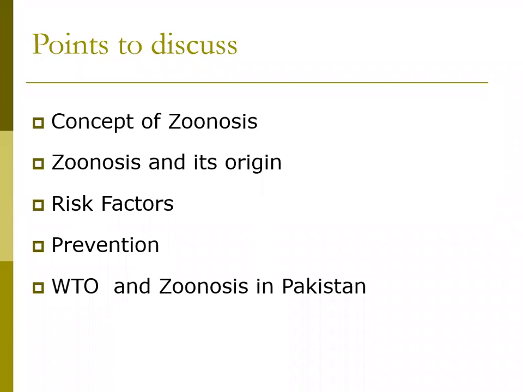If we etiologically classify the zoonosis, it can be viral zoonosis, bacterial zoonosis, parasitic and mycotic zoonosis. So let's talk about viral zoonosis. For example, a very famous influenza virus, bird flu, avian influenza. It's a viral zoonosis which can be transmitted from birds, domestic birds, to human beings.